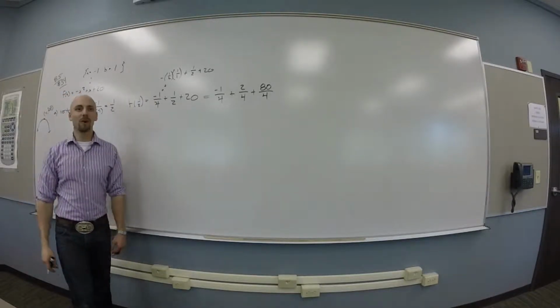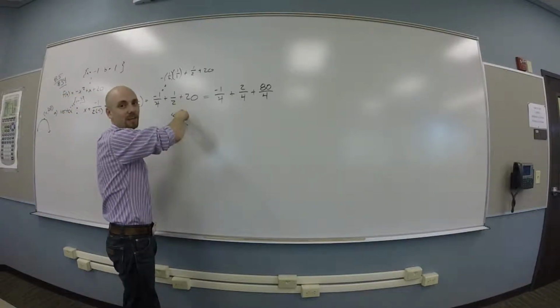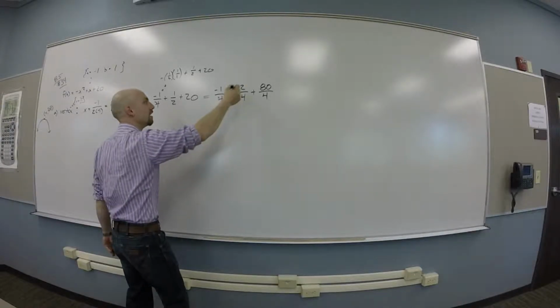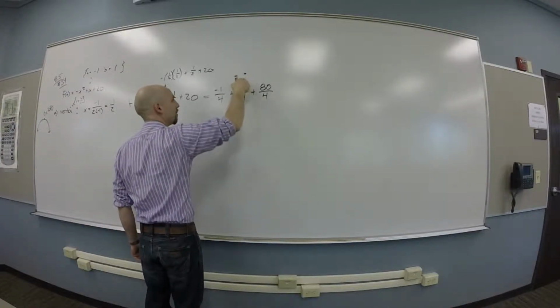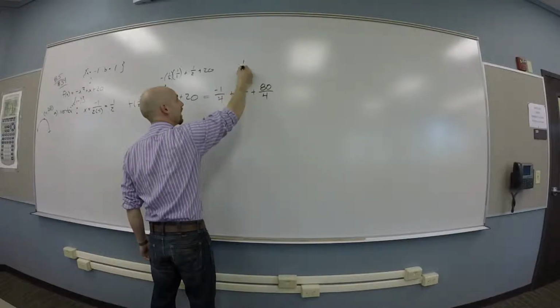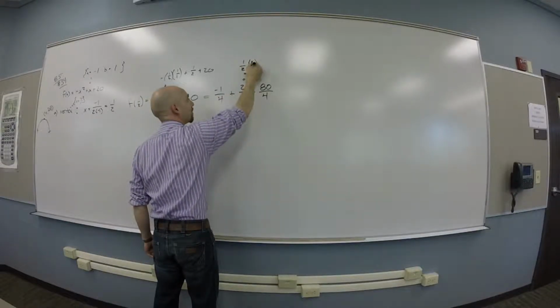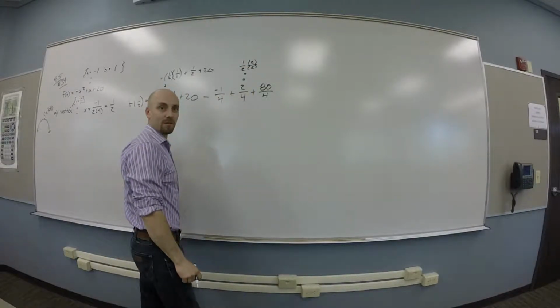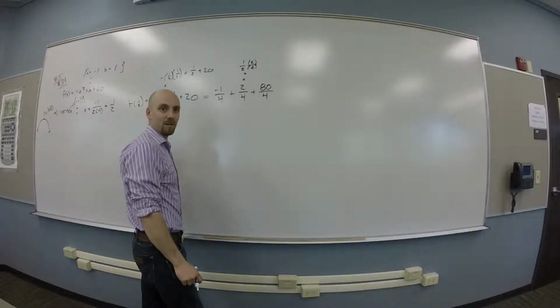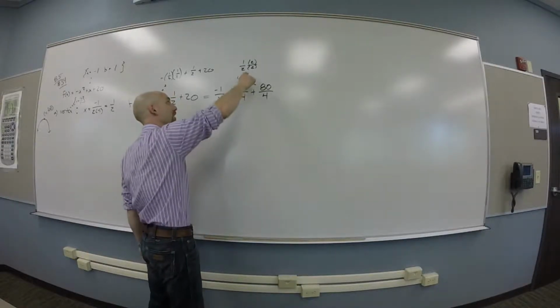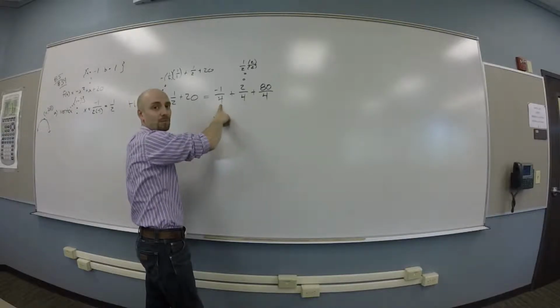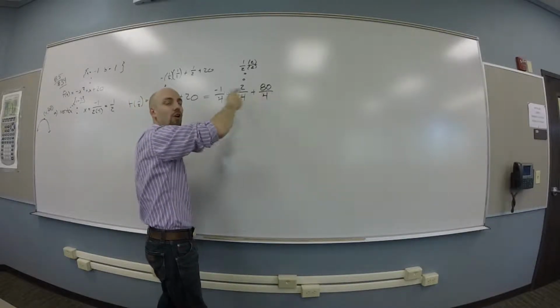And if you need to on these, think to yourself, how am I getting there? So for this 2 quarters, you might think that's a half times 2 on the top and 2 on the bottom. Why are we multiplying it by 2? I'm multiplying it by 2 on the top and bottom to get the bottom to be 4, so I can count these all as quarters.